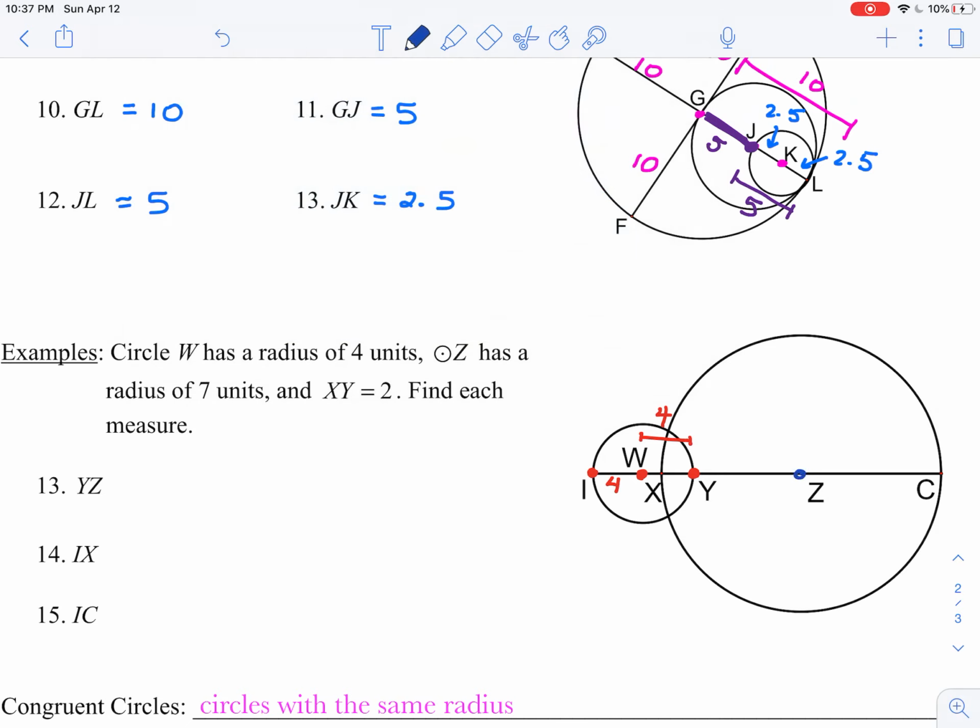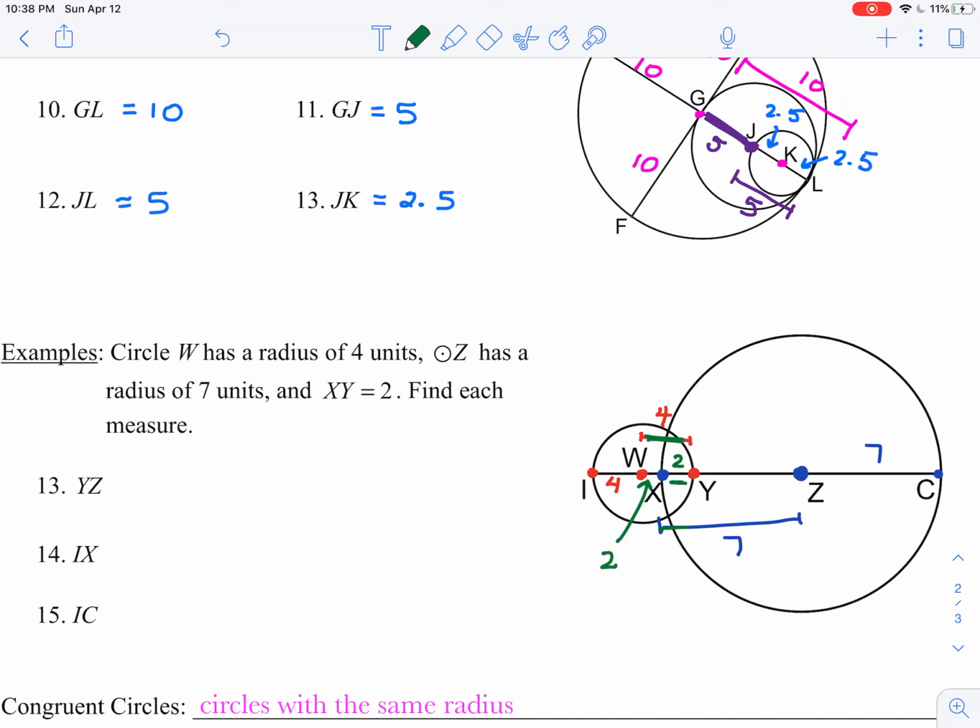Circle Z, so Z is the center of the large circle, has a radius of 7 units. So Z to C must be 7, and Z to X, which is right here, must also be 7 units. Then it also tells us that XY is 2 units long. So in the picture, I know that WY is 4 units, but XY, part of that is 2. So the other piece, WX, must also be 2.